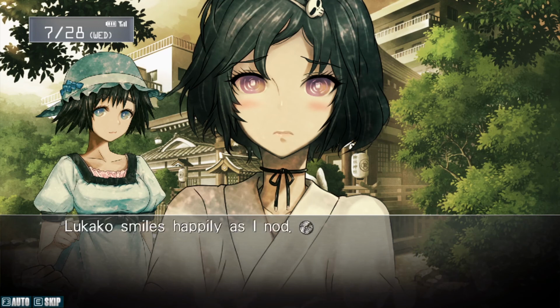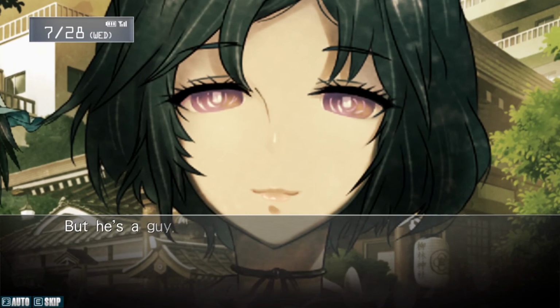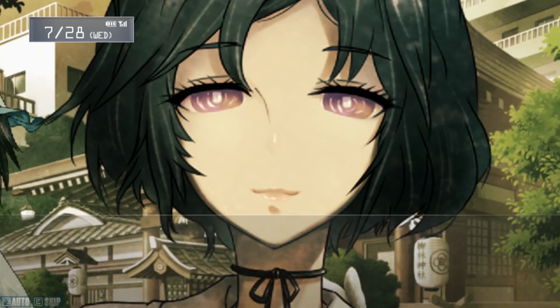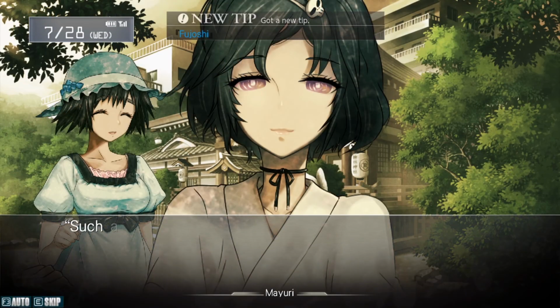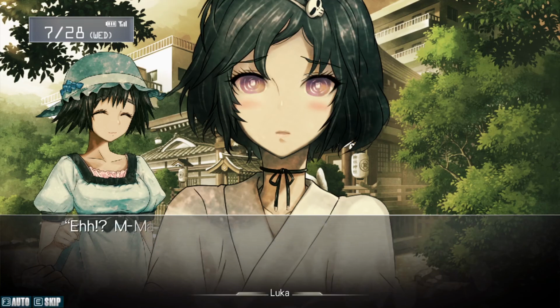Rukako smiles happily as I nod. Thank you. Such a lovely smile. But he's a guy. Such a beautiful master-disciple relationship. My Yushi's not a fujoshi, but she's getting a little excited. Mayuri-chan, please don't imagine such things. Jeez. Though we do have a master-disciple relationship.